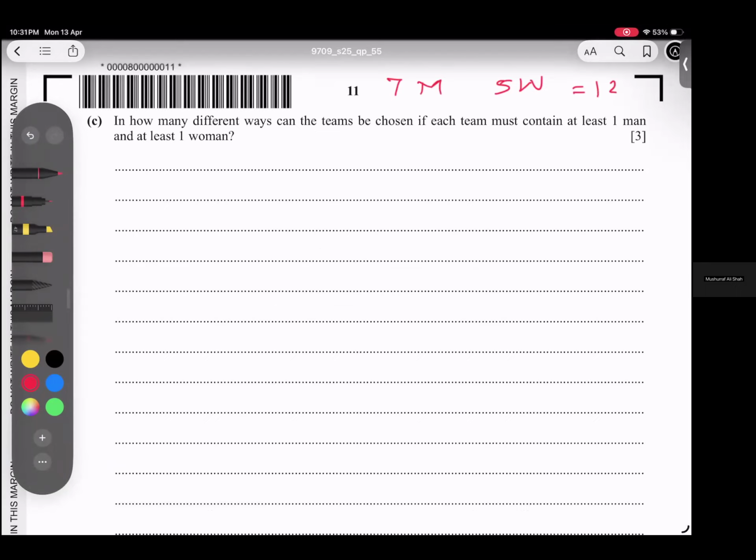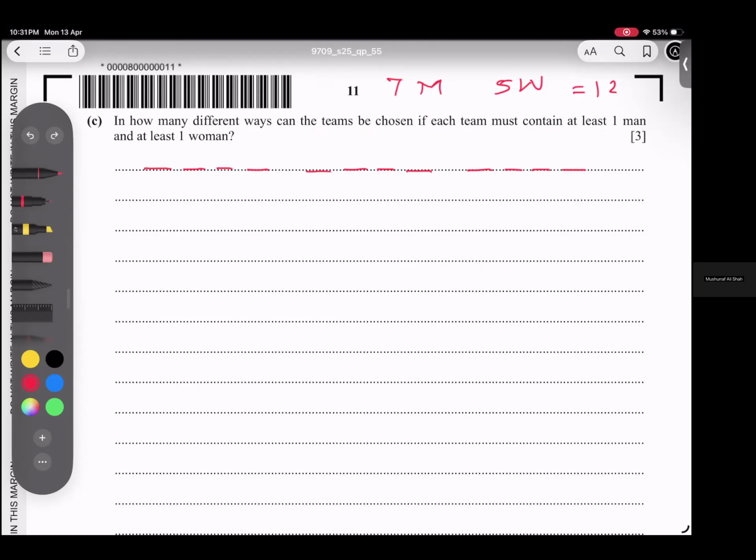Okay, so how is it possible, students? Let's start. Same planning I'm doing. Team 1: 1, 2, 3, 4; team 2: 1, 2, 3, 4; and team 3: 1, 2, 3, and 4. Okay, so teams of 4 are clear. And what it is saying is that they are chosen in a different way: each team must contain at least one woman and at least one man.